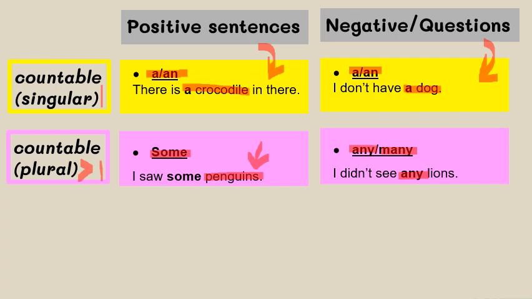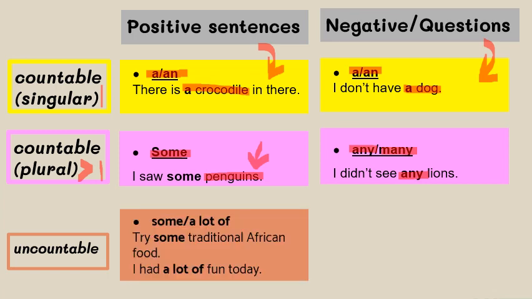And then the last one is we have uncountable noun yang tak boleh dikira tadi. So we use some or a lot of. Then contoh this one, traditional African food. Makanan traditional Africa, that one is uncountable, tak boleh kira. So that's why you use some. And another one is fun. You cannot count fun. Macam mana nak kira fun? Ke seronok ke I seronok? Macam mana nak kira seronok? So you use a lot of.